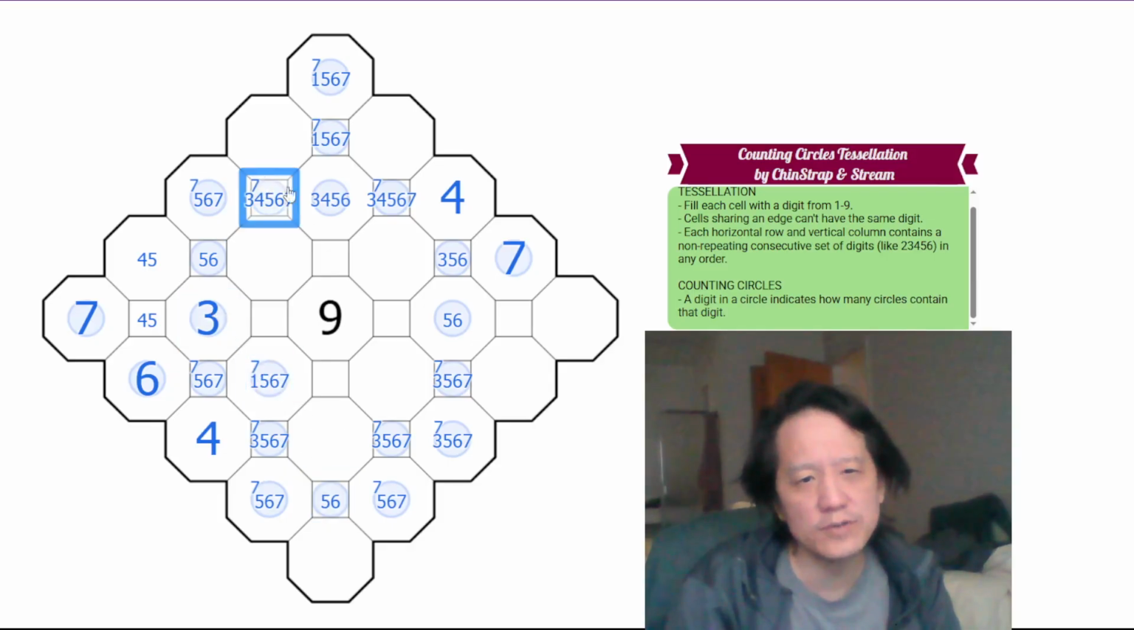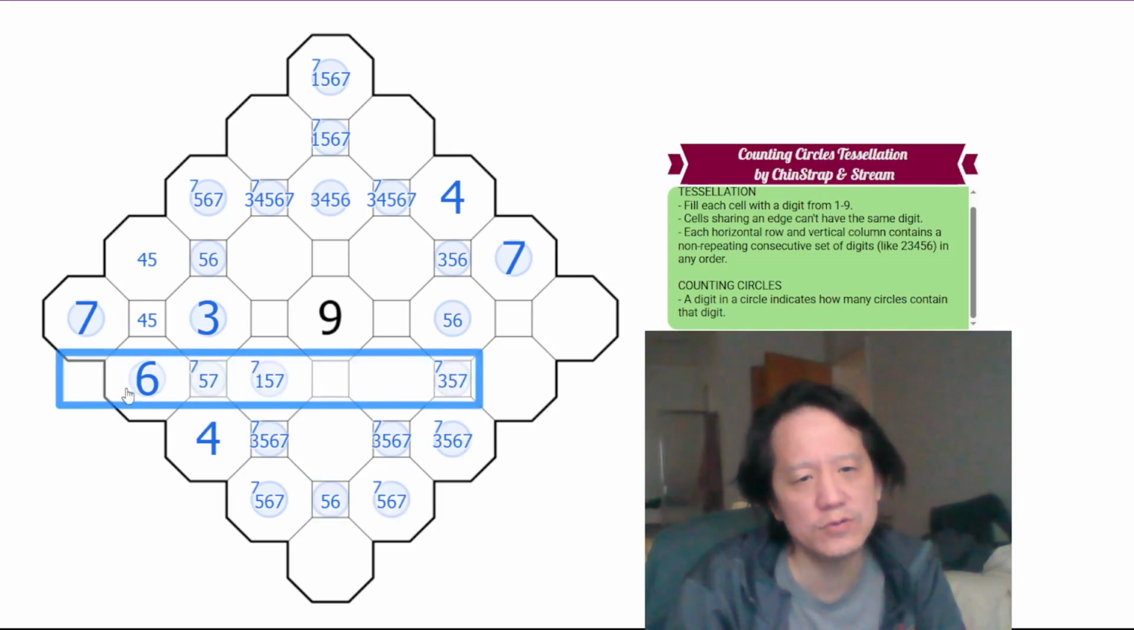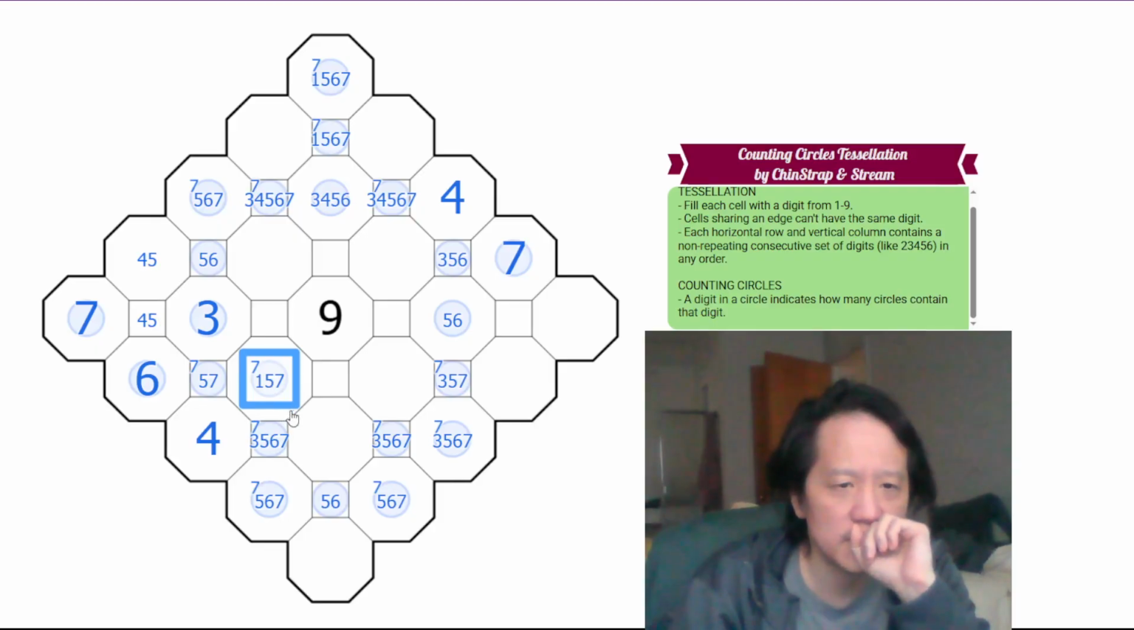So one of these is 3. One of these is 3. This is 5, 6, 7. This 6 eliminates 6 in the rest of the row. So 6 has to be one of these two.